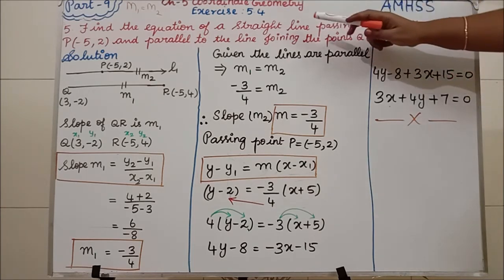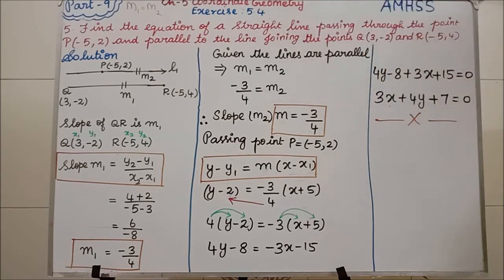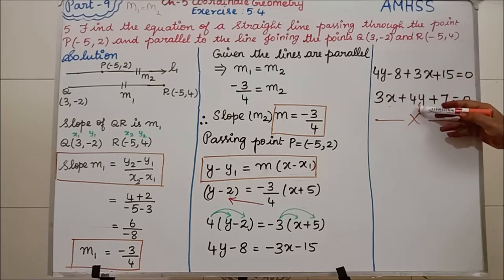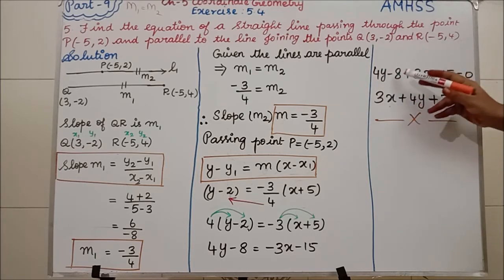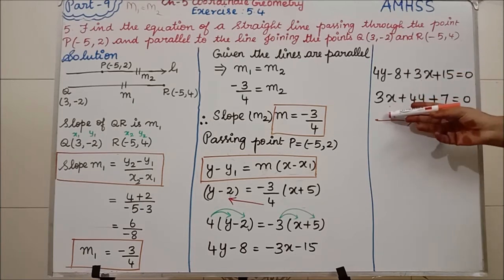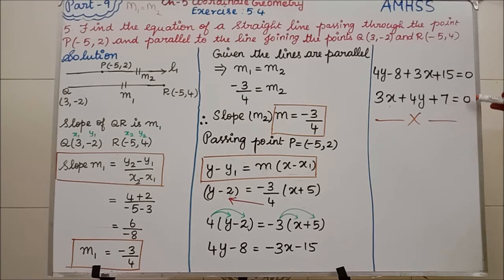So in the question, what were they asking? Equation of the straight line, in x term, y term, then constant only, no? So I am arranging in that order. First I am writing this 3x, then the y term, then 15 minus 8 is 7. So x term, y term, constant. So the answer is 3x plus 4y plus 7 equal to 0. This is the equation of a straight line.